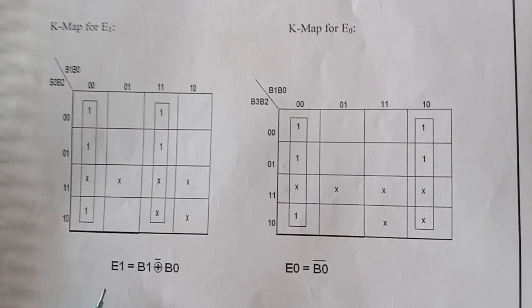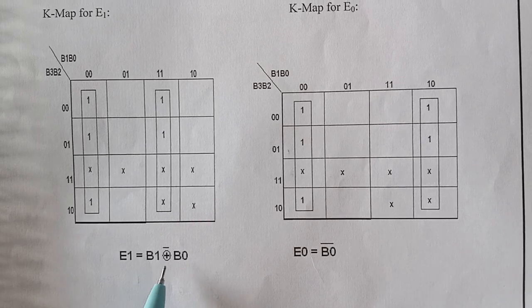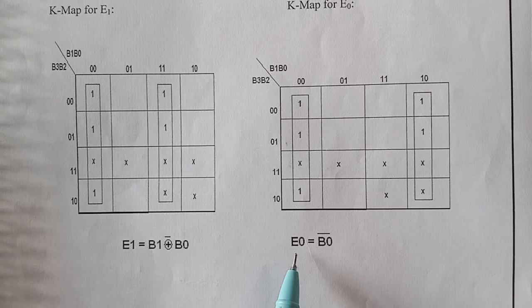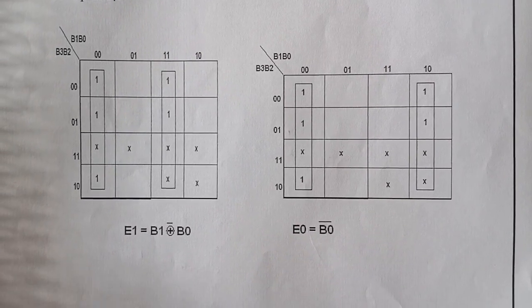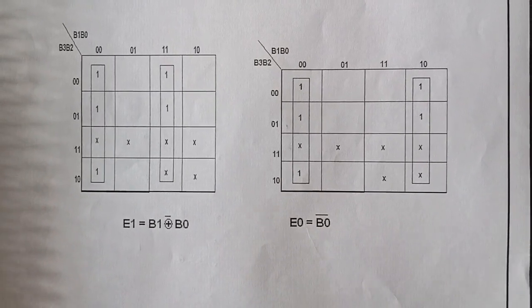Similarly, for E2, the expression is E2 equals B2 exclusive-OR (B1 plus B0). Next is the K-map for E1. From this K-map calculation, E1 is equal to B1 exclusive-NOR B0, the complement of the XOR of B1 and B0. Similarly, E0 is equal to B0 bar. So we use the K-map to get the output expressions. Now, based on these expressions, we are going to design the logic diagram.